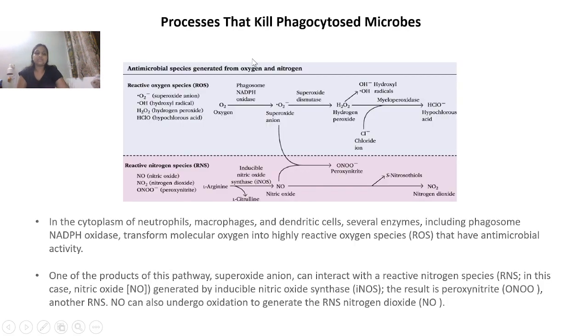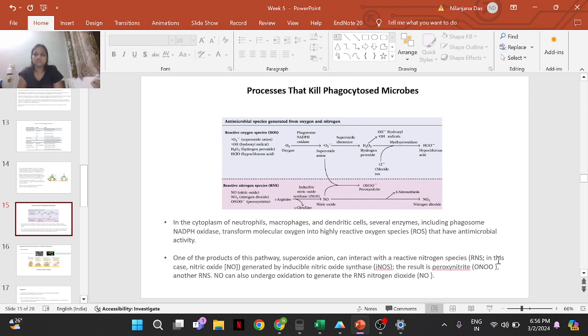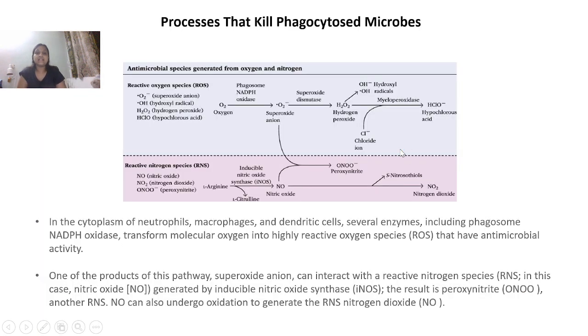So there are other processes also which can kill the phagocytosed microbes. Like I already told, this phagocytosis occurs, and then they will digest the microbe and release these digested parts out of the cell. So these are the different types of processes where the antimicrobial species are generated, reactive oxygen and nitrogen species.